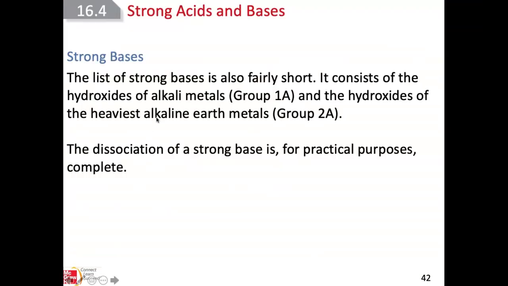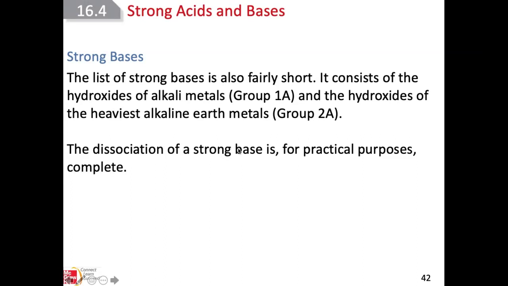Strong bases also, the list is also very short. It consists of the hydroxides of the group 1 elements. Group 1 elements, we call them alkali metals, and the hydroxides of the heaviest alkaline earth metals, group 2A, but only the heavier ones, the ones with the higher molar mass. And when they dissociate, we call it dissociation because strong bases are ionic compounds.